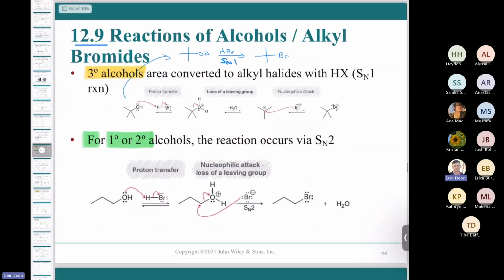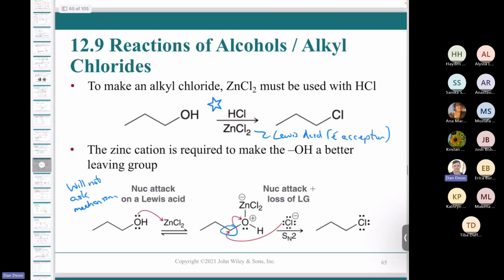And the reactions of alcohol. So we saw that a tertiary alcohol can undergo an SN1 with hydrogen bromide to give you a tertiary alkyl bromide. We said that a primary or secondary alcohol can undergo an SN2 with HBr to give you a primary or secondary alkyl bromide. Then we said if you want to make an alkyl chloride, you have to use zinc chloride to get that to go. And there's a reason for that. HCl isn't as strong an acid as HBr.